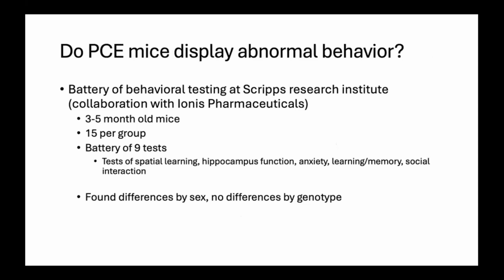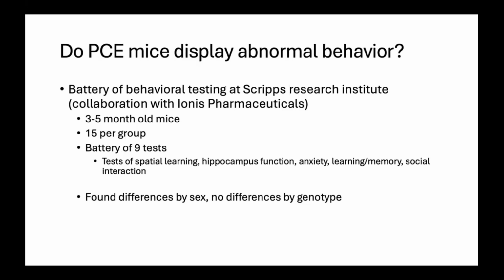And then kind of similar to what Dr. Umori has done, we wanted to know if these PCE mice display any other abnormal behaviors. So there's a lot of different behavioral assays you can do in mice that are supposed to be kind of surrogates for things like anxiety or autistic traits or things like that. So in order to do this, we sent a bunch of mice to Scripps Research Institute, where they have a lot of experience doing behavior testing. And we sent mice who are 3 to 5 months old, and they went through a battery of 9 different tests, testing for spatial learning, hippocampal function, anxiety, learning and memory, and social interaction.